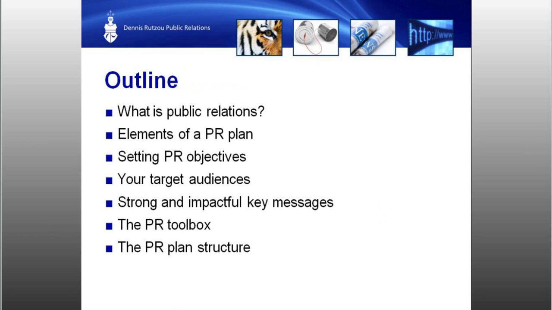Now let's have a look at what we're going to go through today, a bit of an outline. To start with, we'll look at what is public relations, then the elements of a PR plan, what should be included in there. And then we're going to go through each of these elements, starting with setting the PR objectives or public relations objectives. We'll look at your target audiences, how to identify them. Then we'll look at creating strong and impactful key messages for your business. We'll then look at the whole PR toolbox, so the different initiatives you can put in place to promote your business. And last but not least, we'll look at the public relations plan structure, and I'll give you a good example of that.